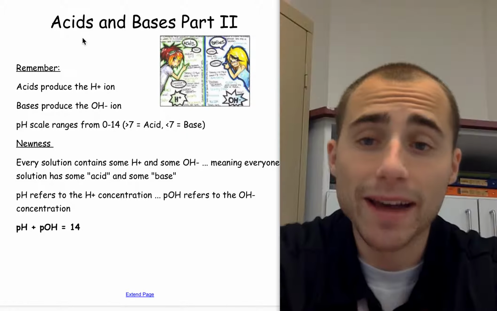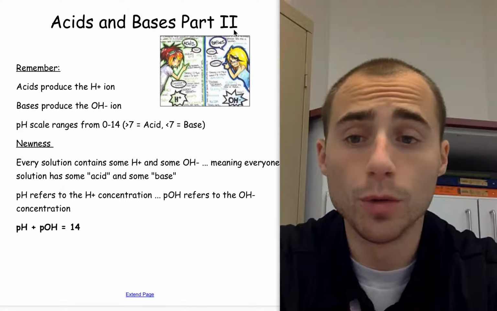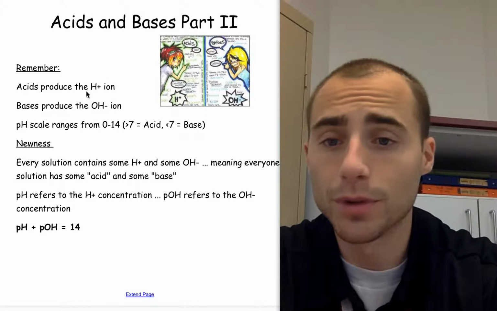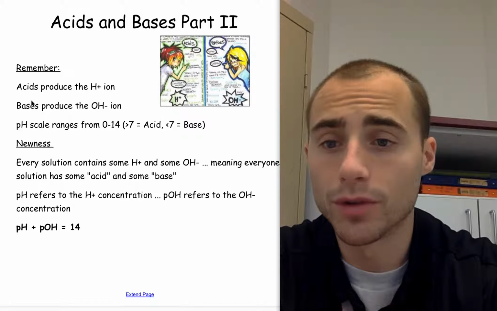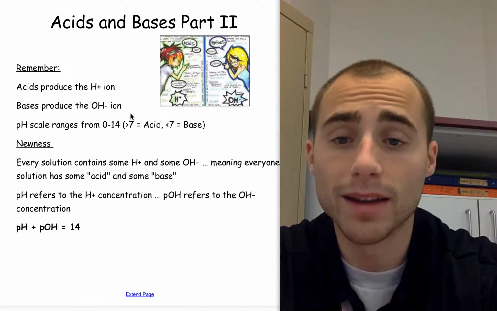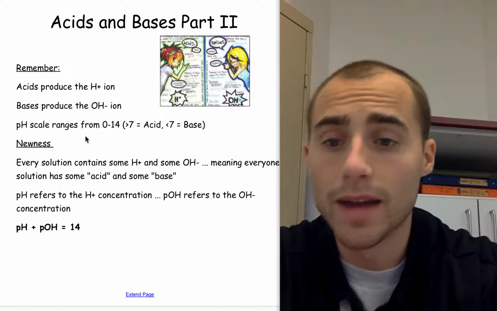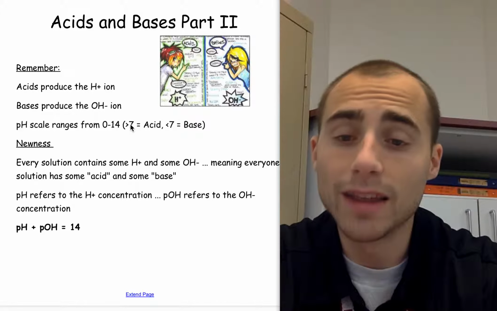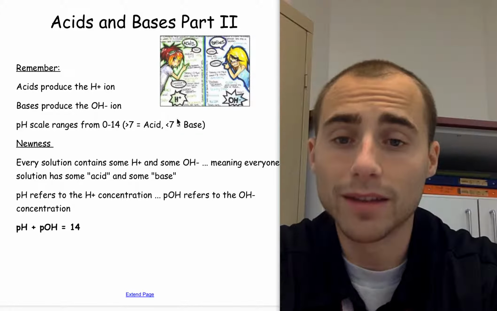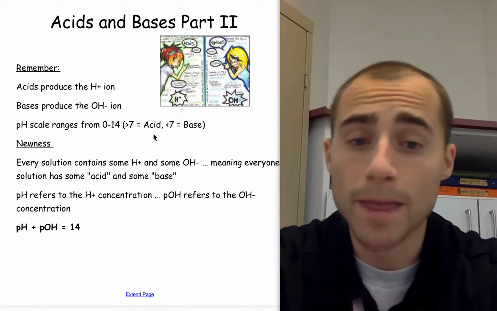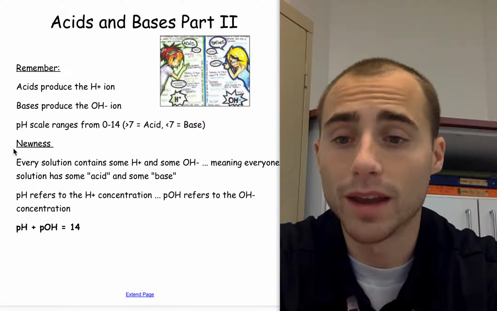Today we are looking at acids and bases part 2. So from part 1, some important things to remember. Acids produce the H+ ion when put in a solution, and bases produce the hydroxide ion, or OH-, when put in a solution. The pH scale ranges from 0 to 14. Anything with a pH of less than 7 is an acid, and anything with a pH of greater than 7 is a base.